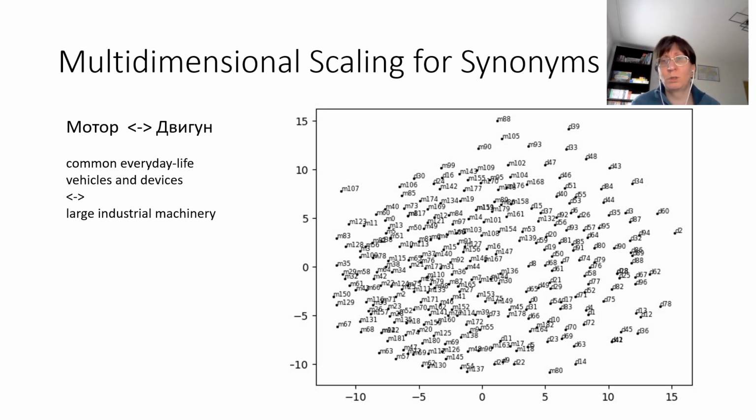Motor is usually used to speak about common everyday life vehicles, like an engine of a car or whatever, and we use dvihun more often when we are talking about an engine of a spaceship or a nuclear engine, and so on and so forth. So with no change in meaning, we still have some differences in the way the words are being used, which is essential for our exploration of the trends in the words' behaviors.